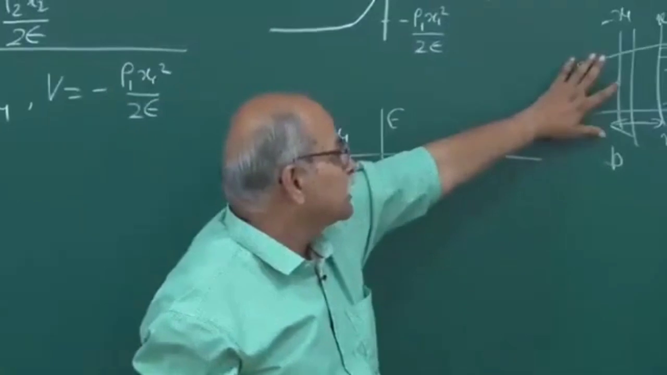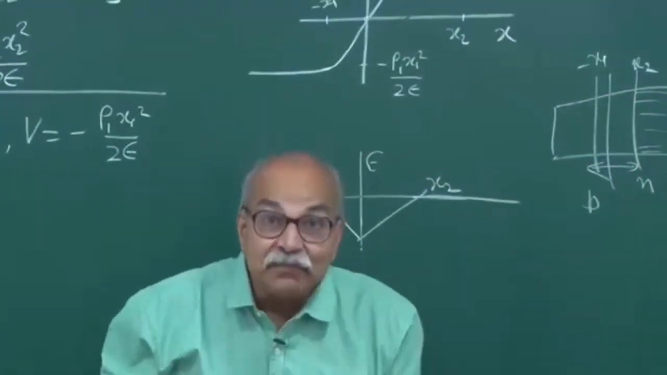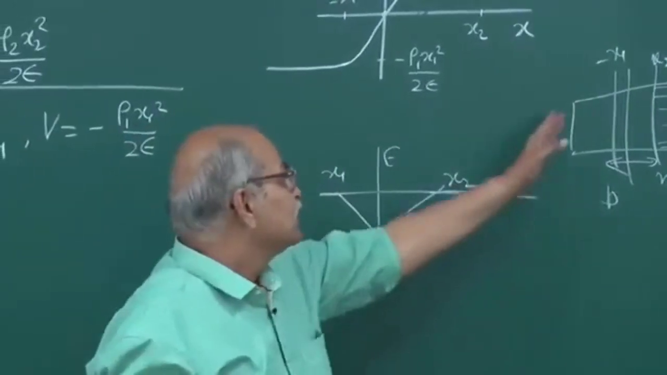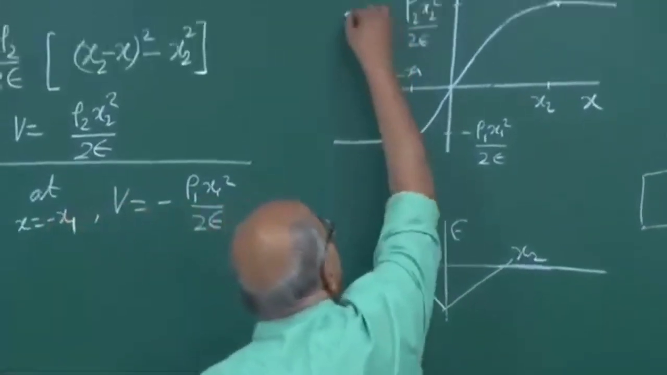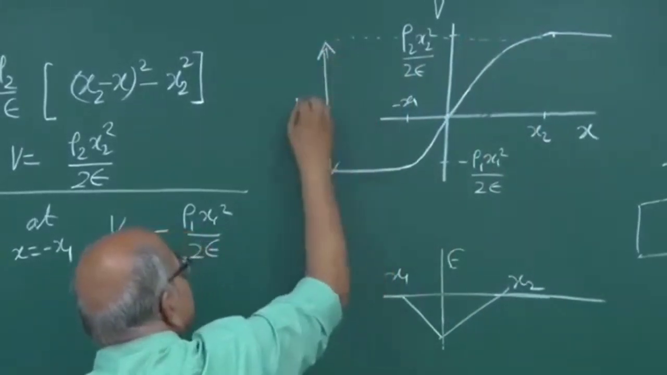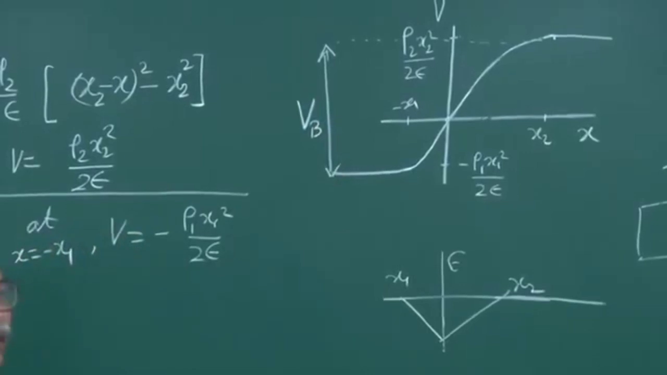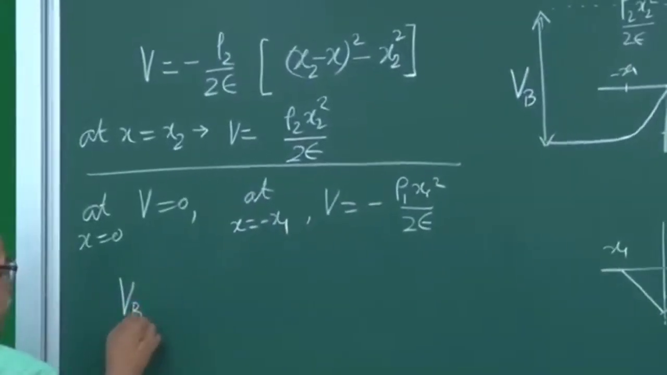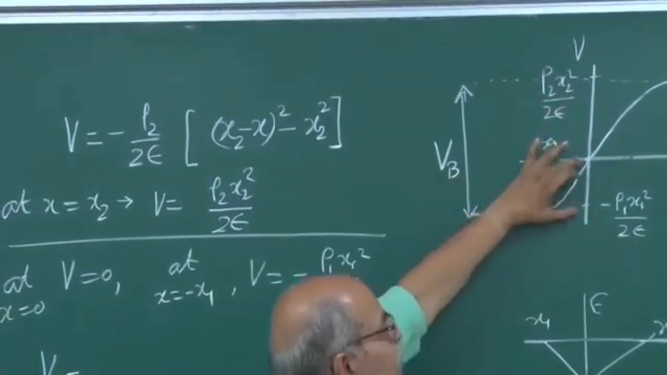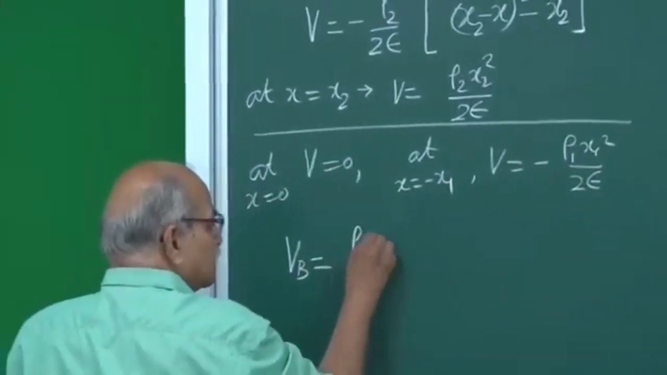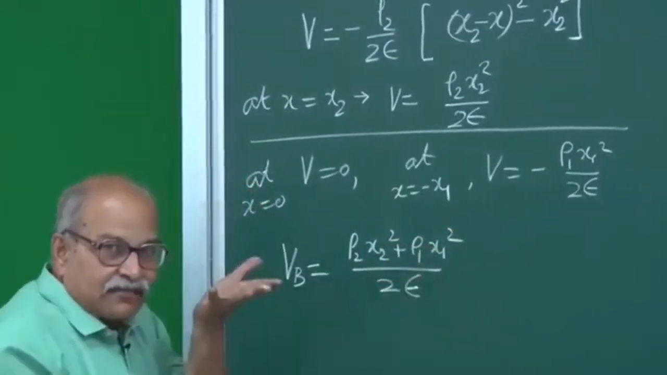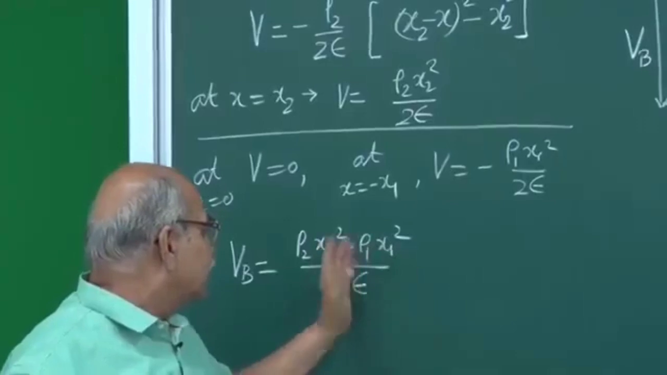So that's the kind of potential variation across this junction as you go from p side to n side. This is at a lower potential, this is at a higher potential. There's a built-in potential inside this material. No batteries, nothing, but there's a built-in potential difference here. And this difference is known as the potential barrier. Let's call it VB. So how much is that VB? VB will be rho 2 x2 square by 2 epsilon plus rho 1 x1 square by 2 epsilon. So VB will be rho 2 x2 square plus rho 1 x1 square, over 2 epsilon. That's the barrier, in terms of rho 1, rho 2, x1, x2.